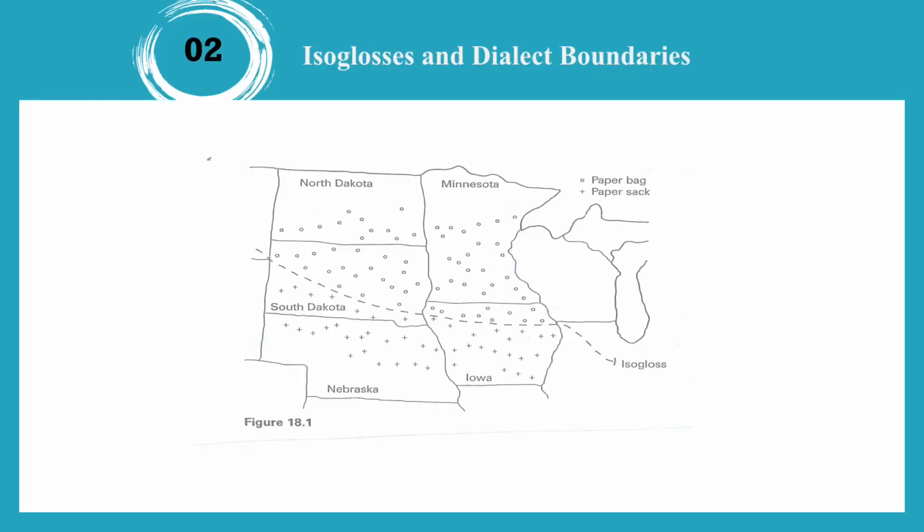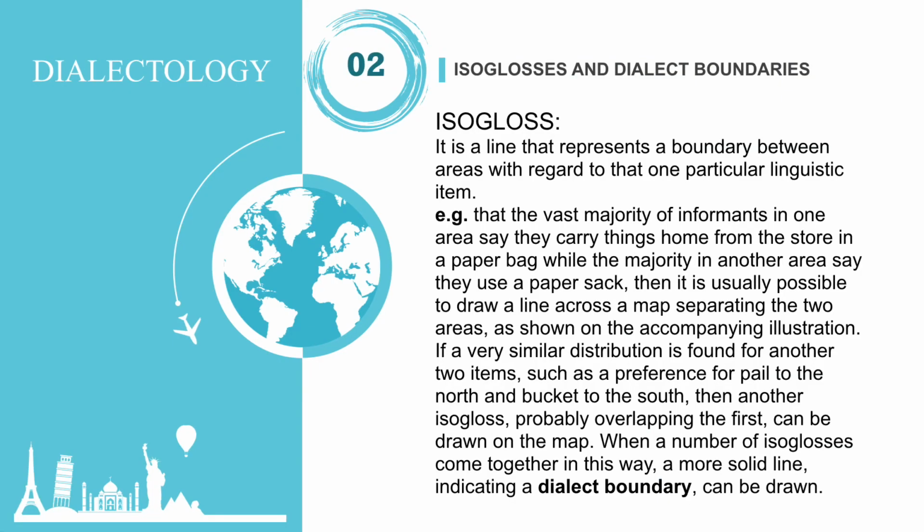The second one is isoglosses and dialect boundaries. This is the picture of isoglosses and dialect boundaries. An isogloss is a line that represents a boundary between areas with regard to one particular linguistic item. For example, the vast majority of informants in one area say they carry things home from the store in a paper bag, while the majority in another area say they use a paper sack.